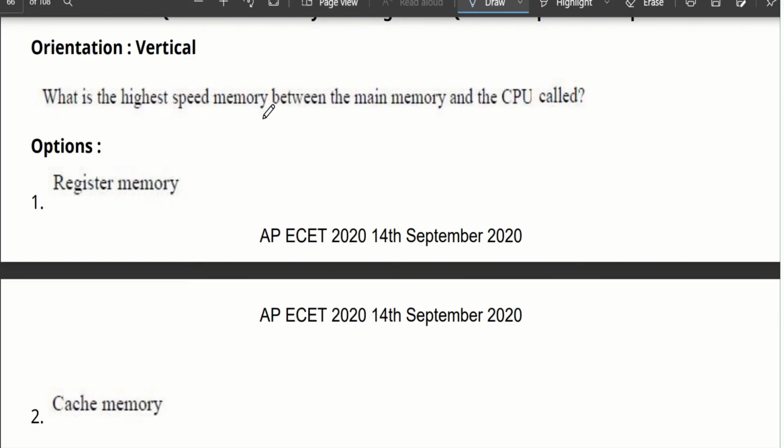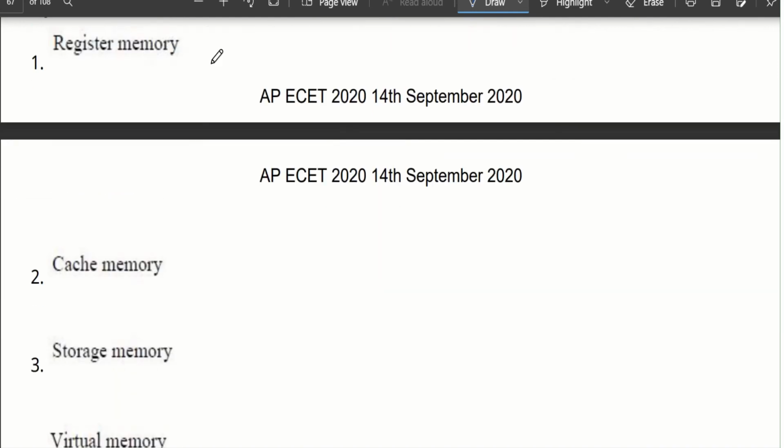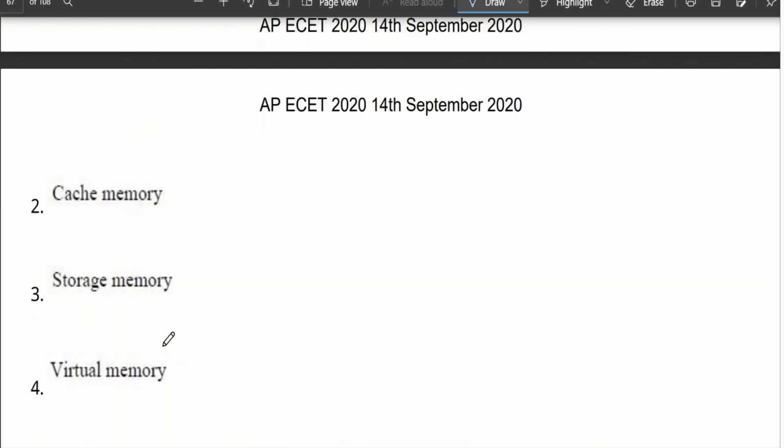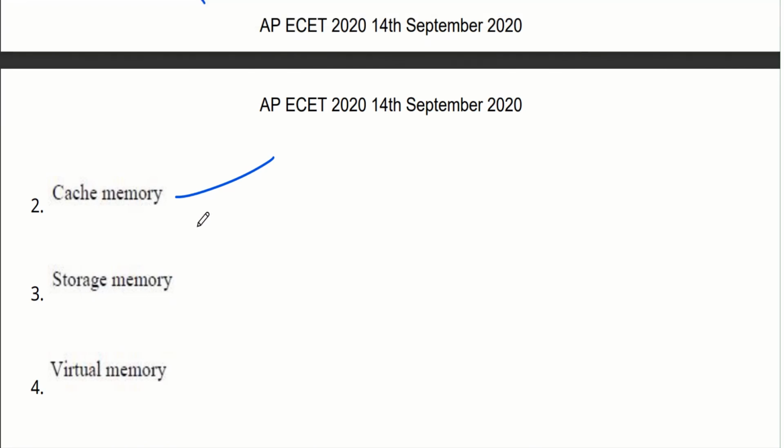Now let's move to our next question. What is the highest speed memory between the main memory and CPU called? We have the options register memory, cache memory, storage memory, virtual memory. Cache memory lies in between the main memory and CPU. We have level 1 and level 2 caches also, where level 1 cache is the memory closest to the CPU. So the correct option is cache memory. If it is given as level 1 or level 2, then the answer will be level 1.